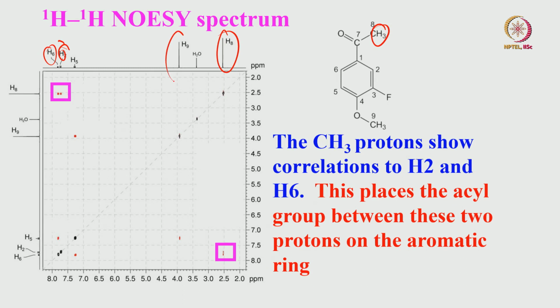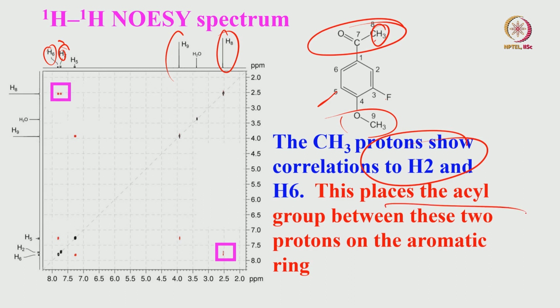OCH3 comes downfield, I told you. So this CH3 proton is giving a cross peak to 2 protons. What conclusion are you going to draw? This tells me that this group must be between 2 protons of the phenyl group. It cannot be one like this, it is not possible, because the other side is this one. Because of the correlations, H2 and H6 are seen for the CH3 group. This places the acyl group between 2 aromatic protons.